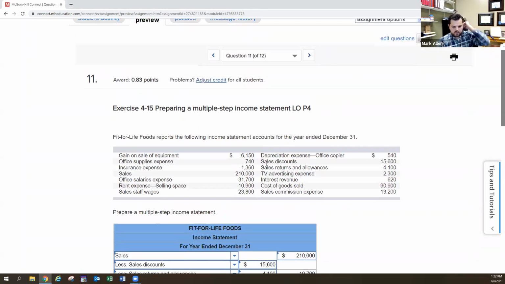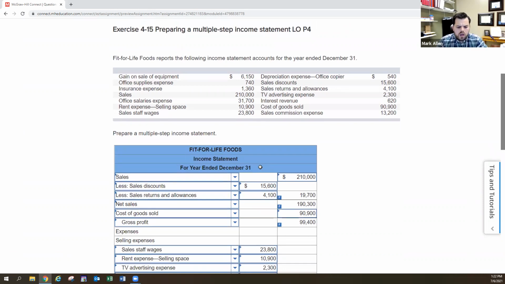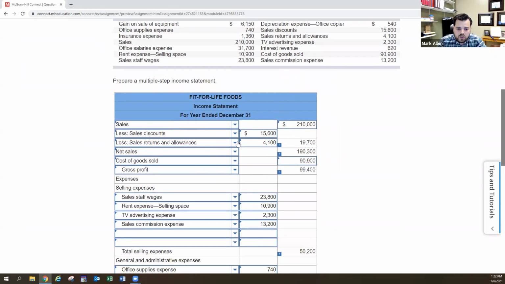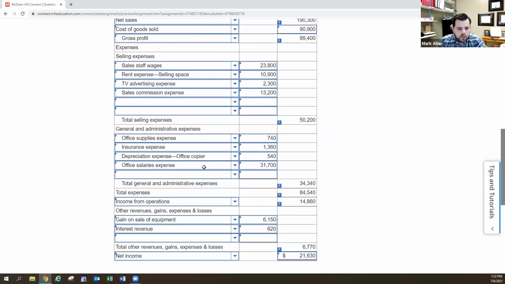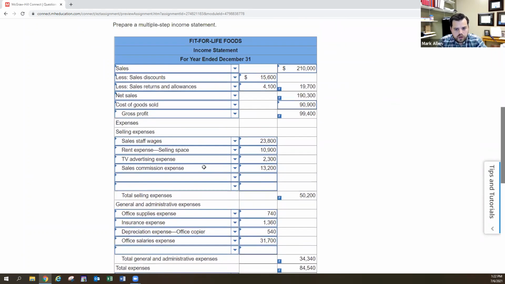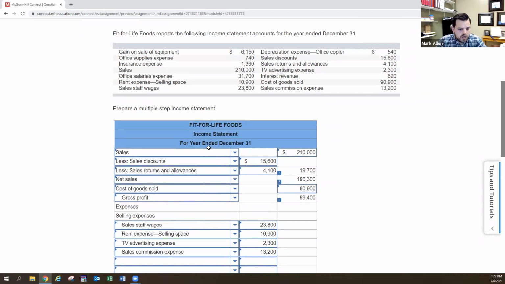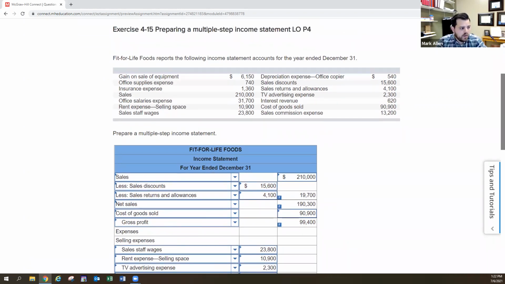Now number 11. Here in number 11, we are looking and they want us to prepare a multiple step income statement. So it's a little bit involved. You can tell a little bit more going on here than whenever we just had the single step income statement, but don't worry, we'll go through it nice and slow, explaining everything that we are doing. So just like any other income statement, very top line is sales. So we will just simply pull in our sales number. So we look, there it is, 210,000.